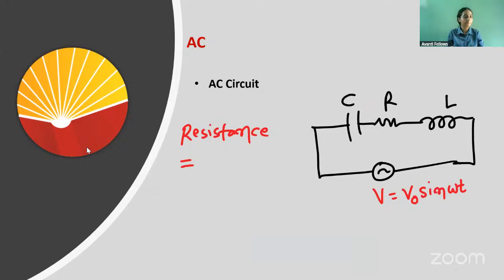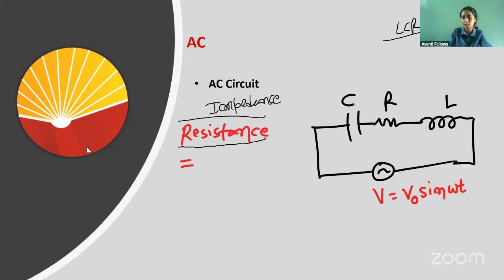Now in AC circuits, let me tell you simply, AC circuits can be solved very easily. First, I have taken the LCR circuit, okay, because if you know the LCR circuit, you can solve any circuit. Whatever circuit is given, how you will calculate the resistance of the circuit, that is also called impedance, in case of an AC circuit.